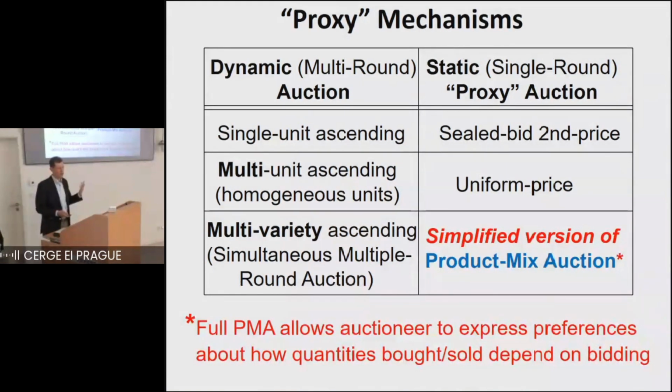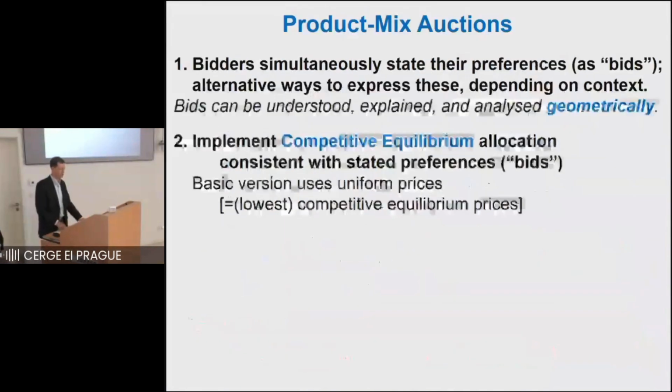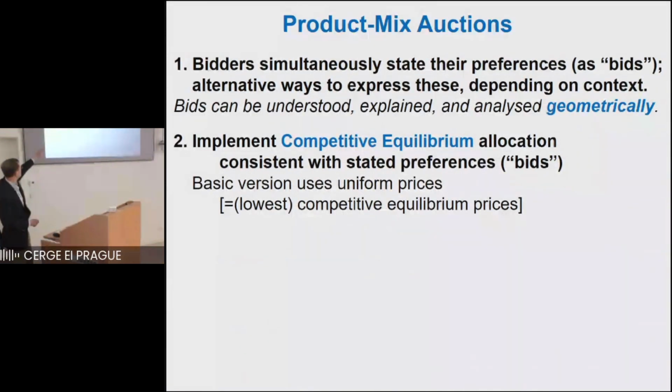The more general way to think about it is that what I am doing is trying to find competitive equilibrium. I'm going to extract people's preferences and use them to find the competitive equilibrium. So a product mix auction has 2 key features. So I'll start with the second, since I just mentioned it. It will implement the competitive equilibrium allocation consistent with the stated preferences. I'm going to ask people what they want, and then I'm going to assume they tell me the truth. I'll ask the auctioneer what he or she wants, and I'll put it all together and find the competitive equilibrium.